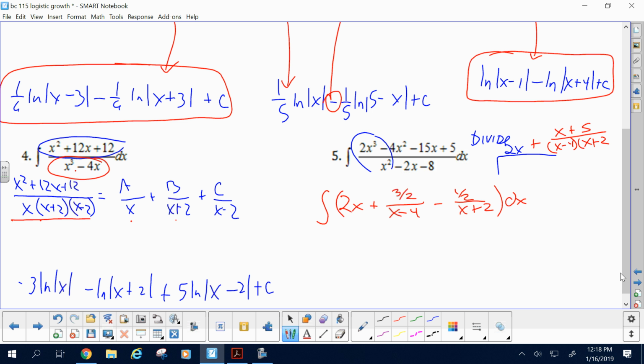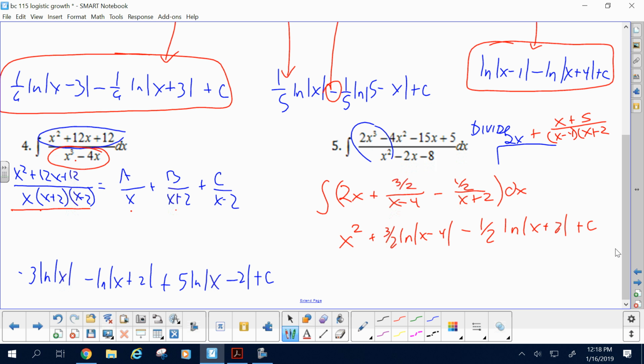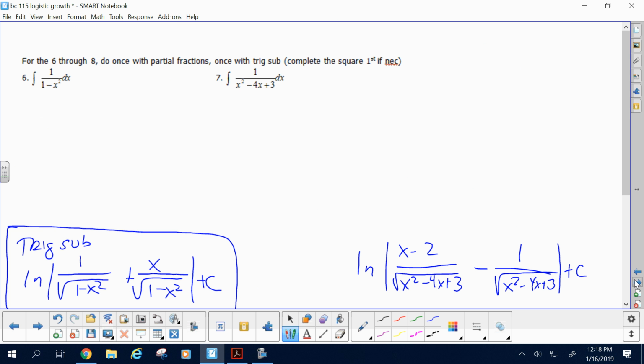Then check your integration: x squared plus 3 halves log of x minus 4 minus 1 half log of x plus 2. Okay? Are we good? Moving on to 6. Yes? Okay. 6.